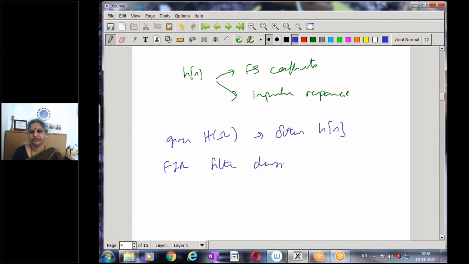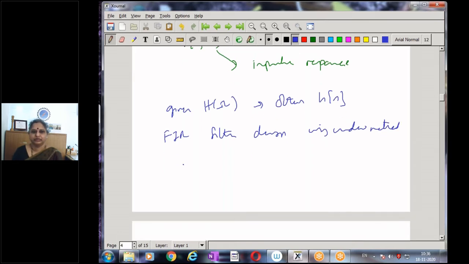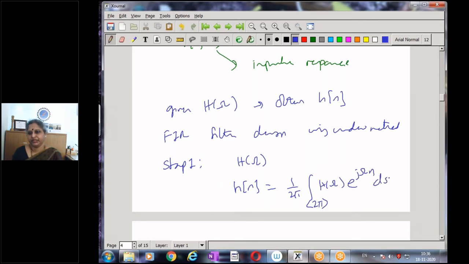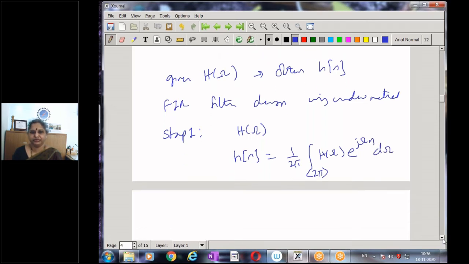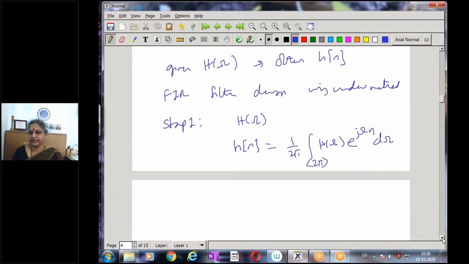FIR filter design using the window method. As a first step, we consider the given h omega, and we try to compute h of n. That is given by 1 by 2 pi integral over 2 pi of h omega e to the power of j omega n d omega. This is what we try to compute.